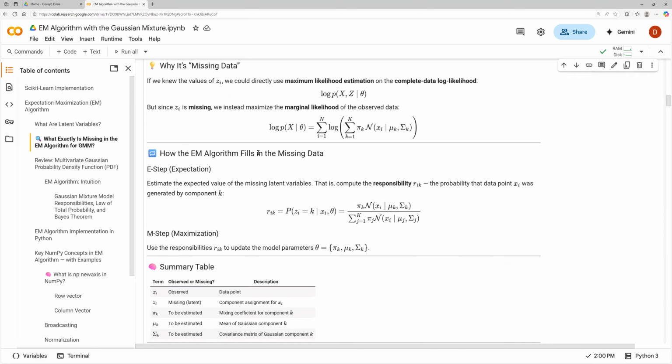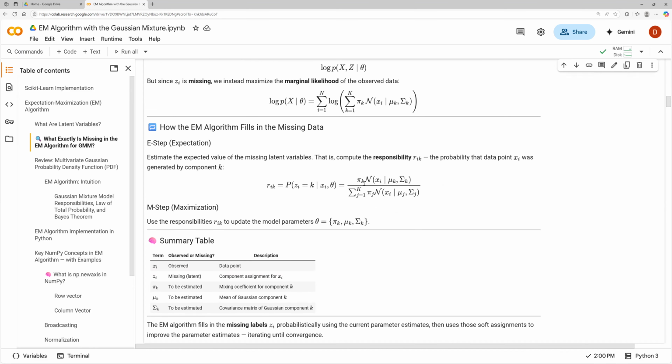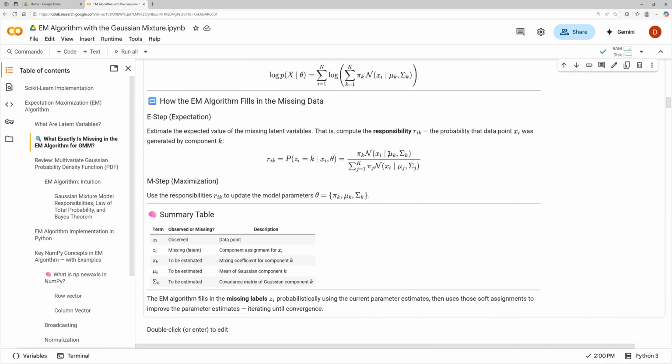So how does the EM algorithm fill in the missing data? It estimates the expected value of the missing latent variable, right? That is, compute the responsibility, r_ik, the probability that data point xi was generated by component k. So the probability that zi is equal to k, conditioned on the data point and the parameters, okay? And that's something called a responsibility. This is pi_k times the multivariate normal distribution of xi, conditioned on mu_k and the covariance matrix sigma_k.